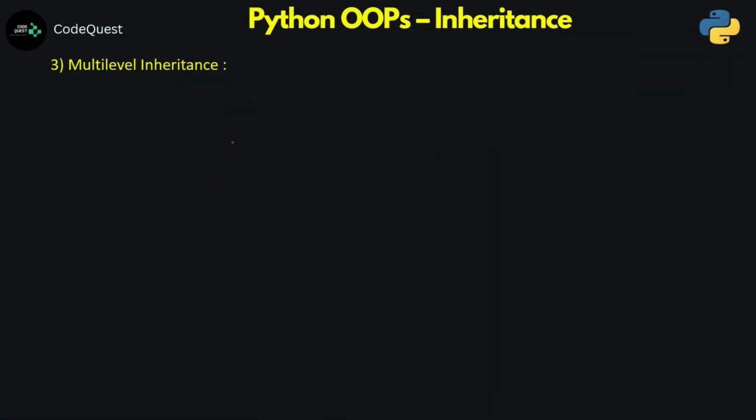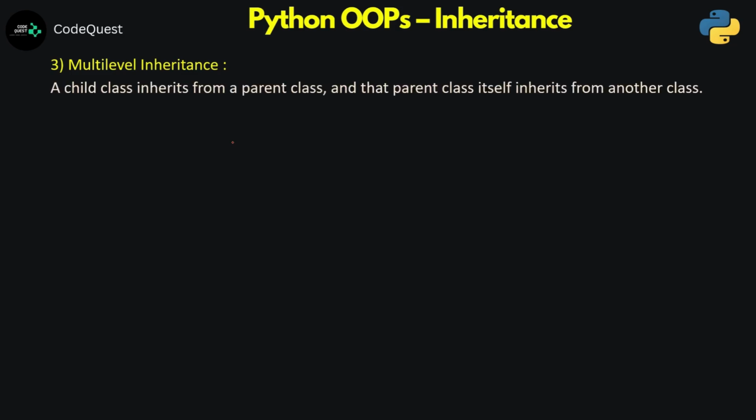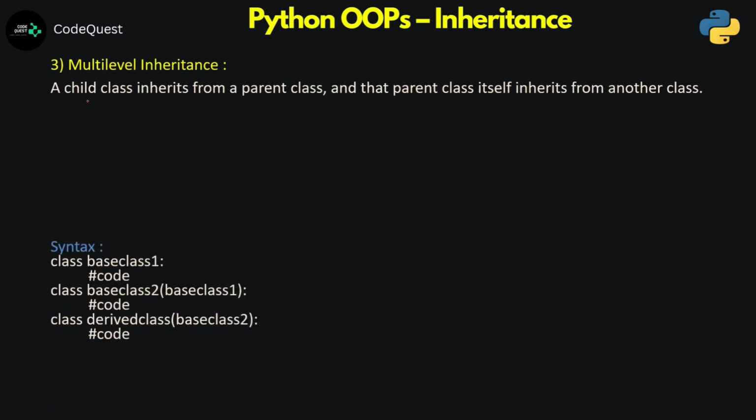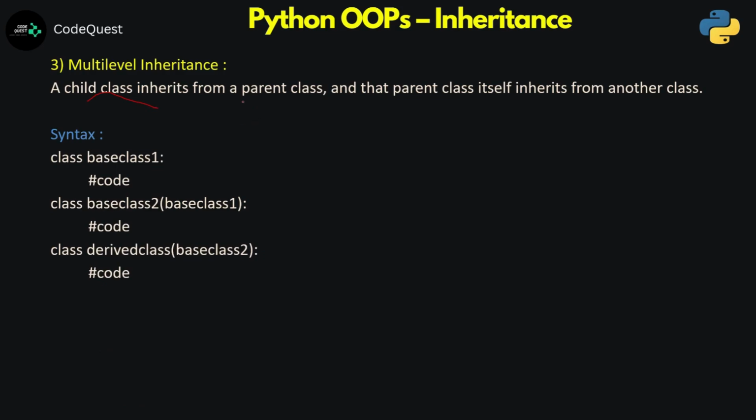Multi-level inheritance is another type of inheritance where a child class inherits from a parent class, and the parent class is itself inherited from another class. I mean, suppose A is a class from which we have derived B, and from B I am deriving another class C. So this is how multi-level inheritance works.